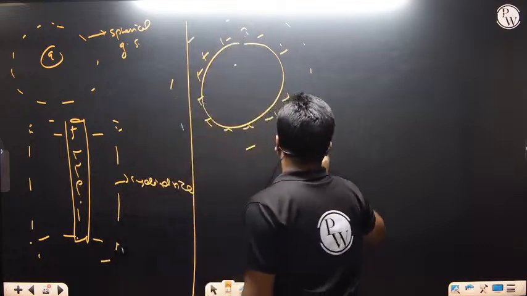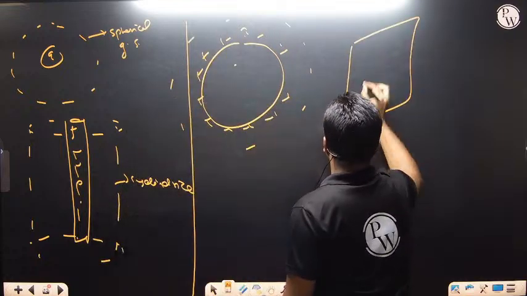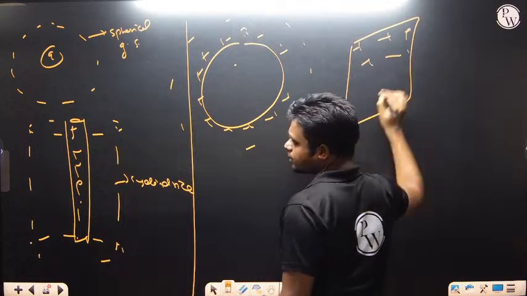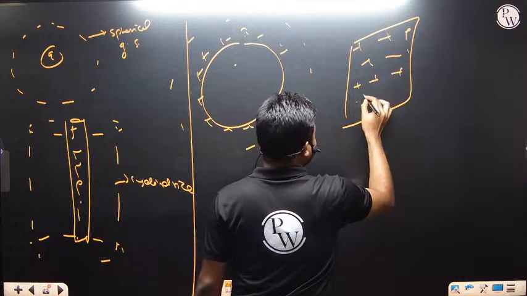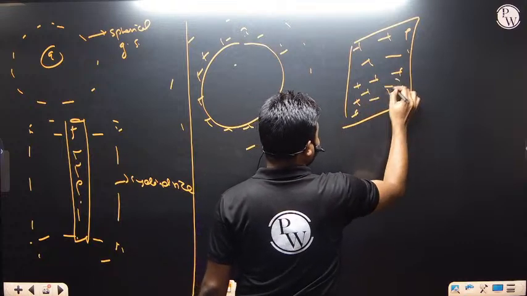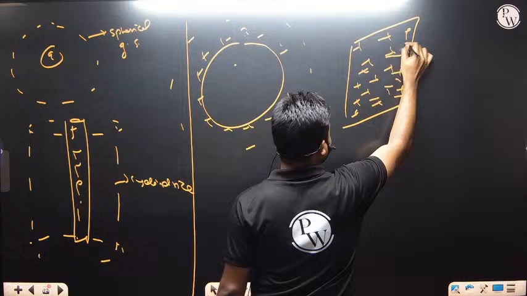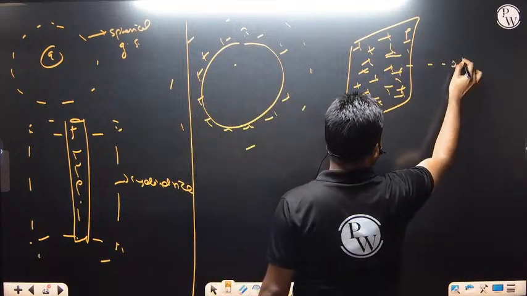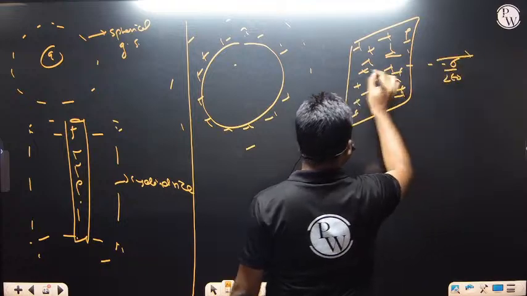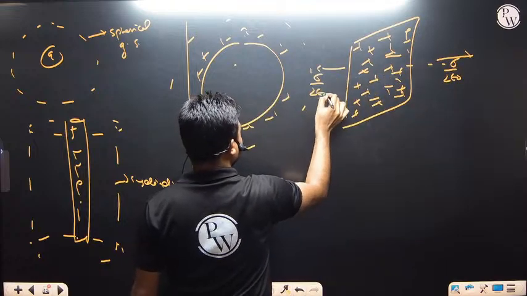Next, if we have a plane sheet of charge, two types of plane sheet of charge will be there. One is an infinite thin sheet of charge, and the second is a thick sheet. In this case, the electric field near this is sigma by 2 epsilon naught this way, and this side also sigma by 2 epsilon naught.